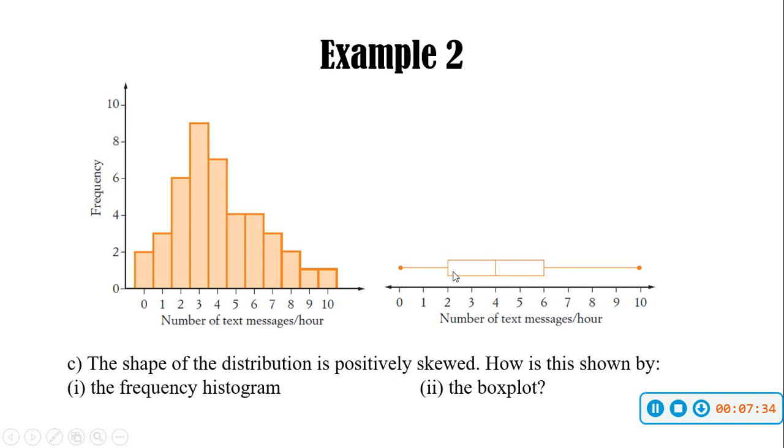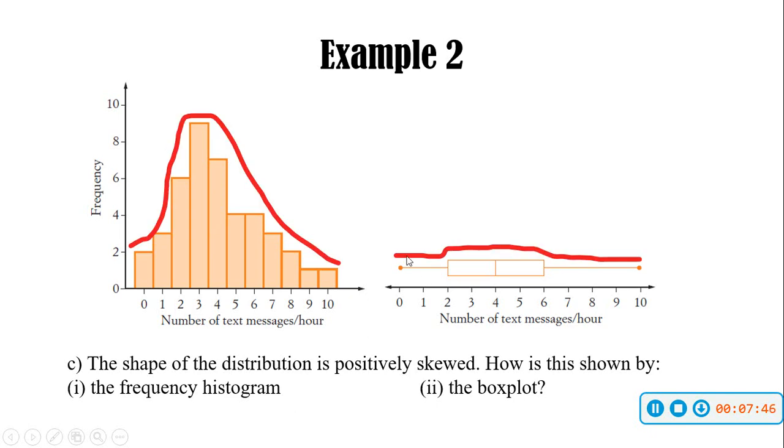Part C, the shape of the distribution is positively skewed. How is this shown by the frequency histogram and the box plot? If you draw a curve around the peaks of the columns and also around the box plot, you can see the tail is pointing towards the higher number of text messages per hour. So in both cases, both displays show it is positively skewed.